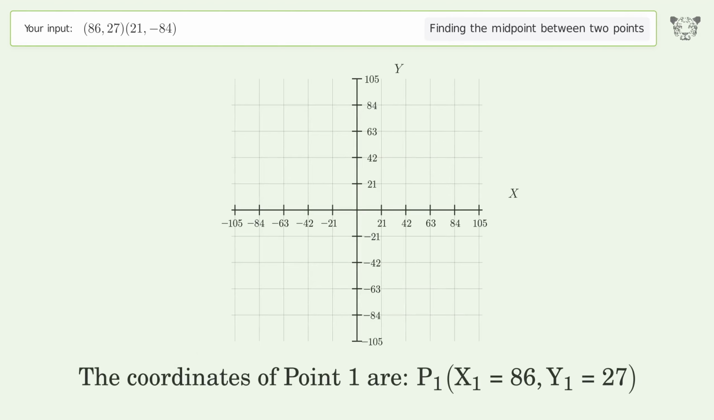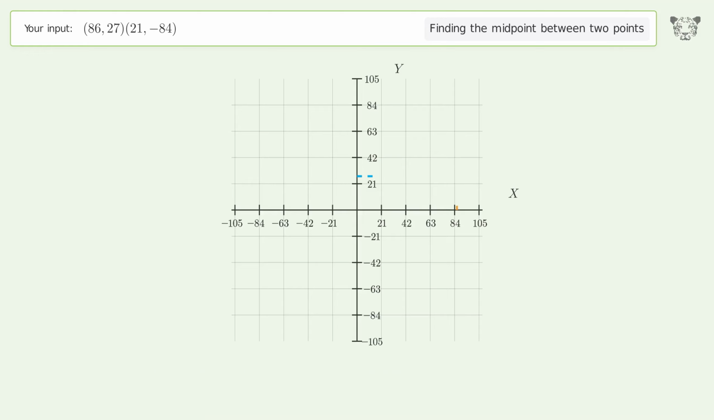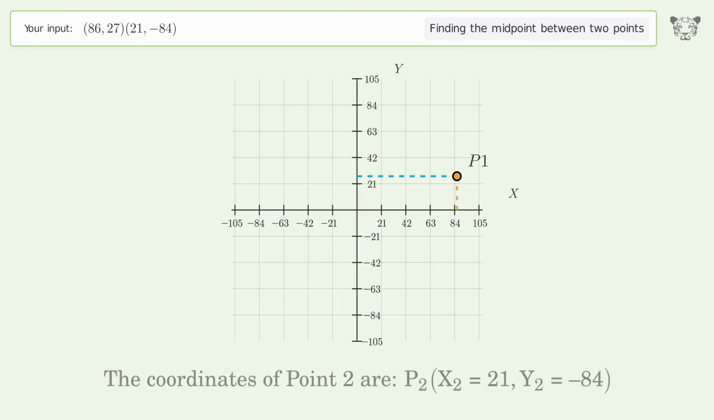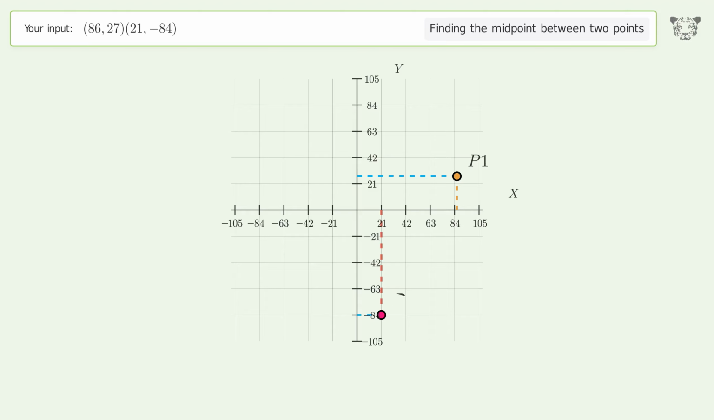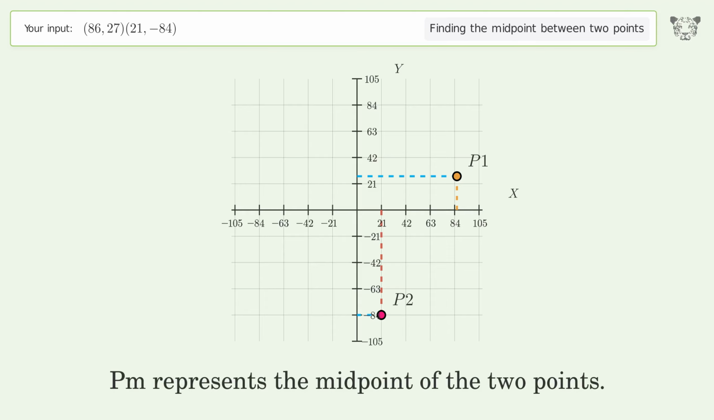The coordinates of point 1 are x1 equals 86, y1 equals 27. The coordinates of point 2 are x2 equals 21, y2 equals negative 84. PM represents the midpoint of the 2 points.